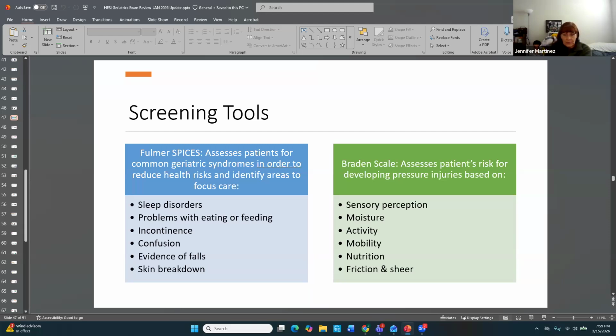The Braden scale assesses their risk for developing pressure ulcers. It's based on their sensory perception, their activity, their mobility, nutrition, as well as friction and shear.